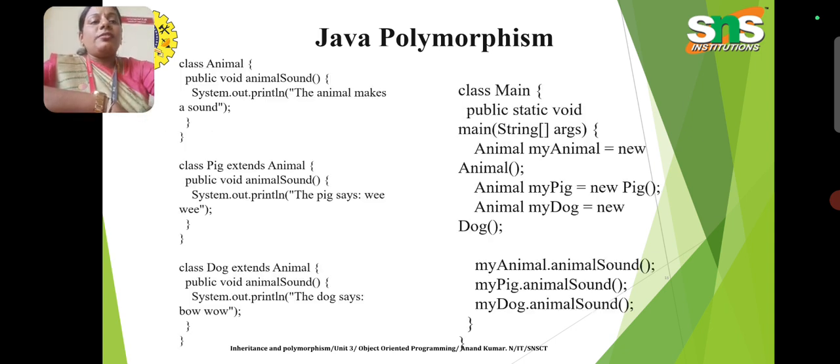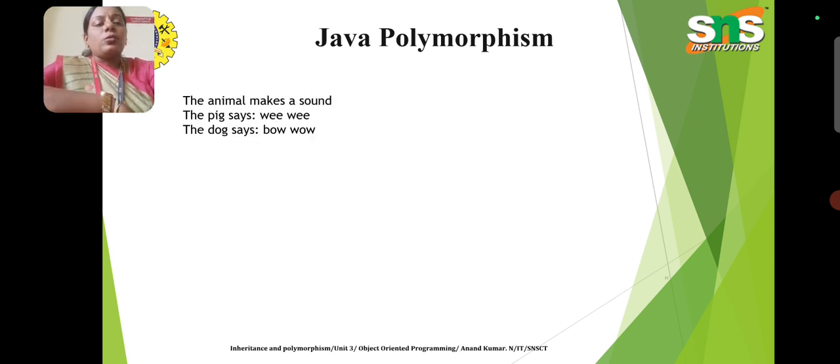So in this example, the main class is like this. For implementing all those classes, we have to create an object, that is animal my animal equal to new animal. In that object we define the classes which we already did, the main class, superclass and subclass. So finally the output is: the animal makes a sound, the pig says wee wee, the dog says bow bow.